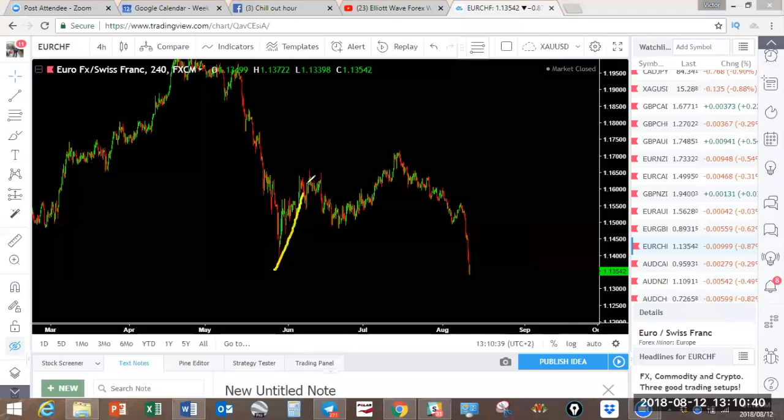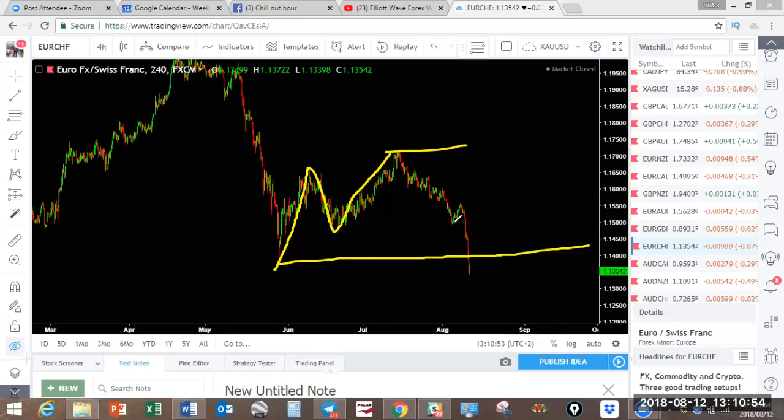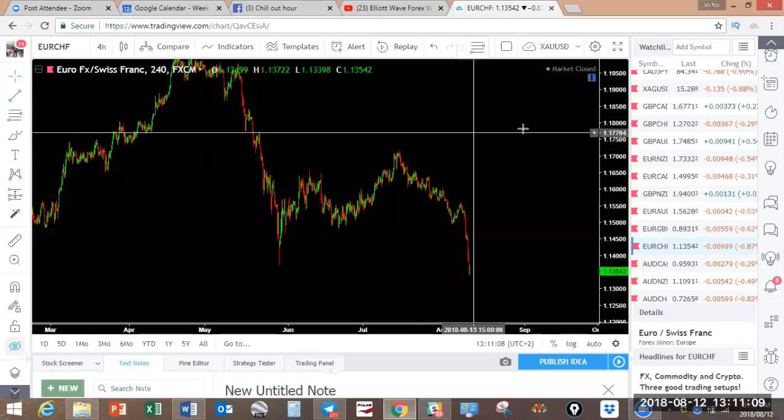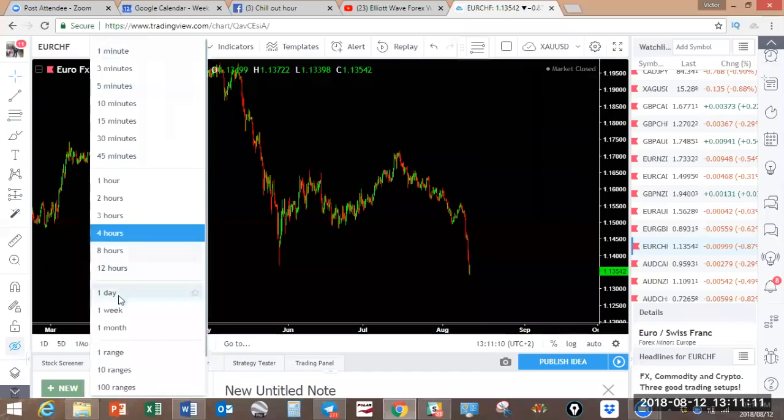So this is making the exact same structure. But remember, pound JPY has already broken this low. So this one, breaking this low, opens further downside. So you've got a longer downtrend on EURCHF. Any correction here, you take the trade and just hold it all the way. Let's see the target here on EURCHF.